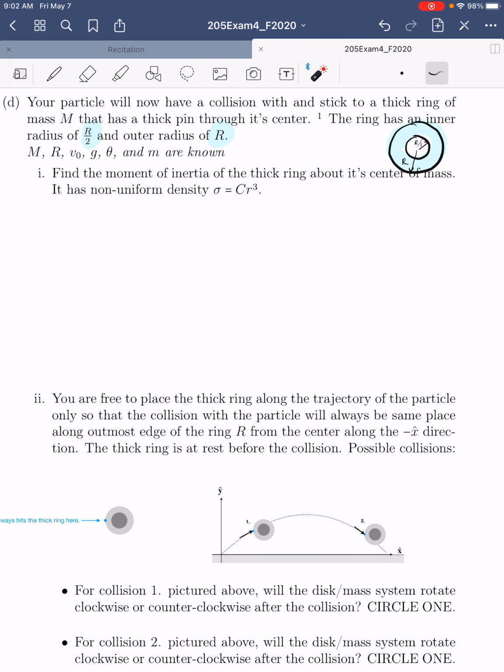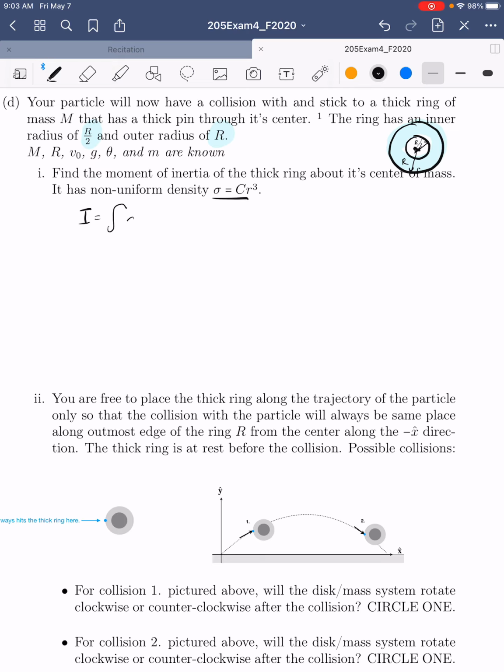So before I really get into this, it actually asks me to find the moment of inertia of the thick ring about its center of mass. So center of mass through the center here. And it says it has a non-uniform density. So I'm going to focus on that before I spend too much time thinking about the fact that I'm going to have a collision. Let's first find the moment of inertia.